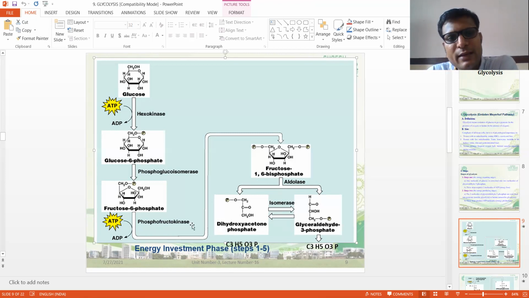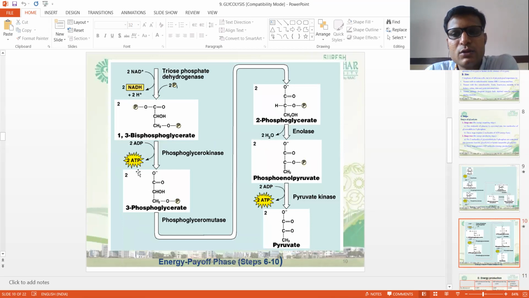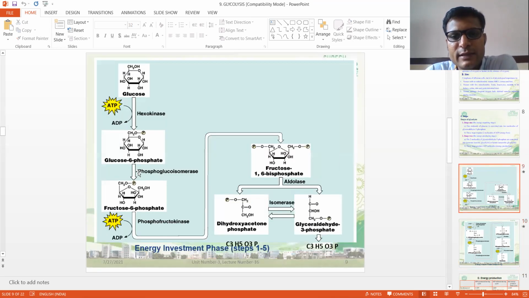Okay, so these are the first 5 steps where the energy is invested: the first energy is invested at the conversion of glucose to glucose 6 phosphate, and then fructose 6 phosphate is converted into fructose 1,6 biphosphate. So energy is required.